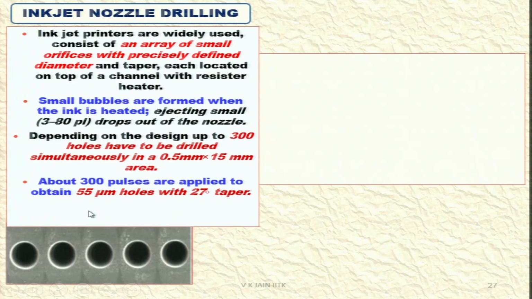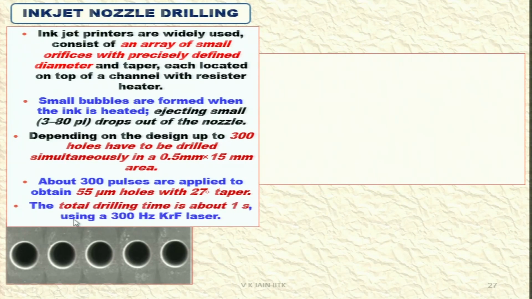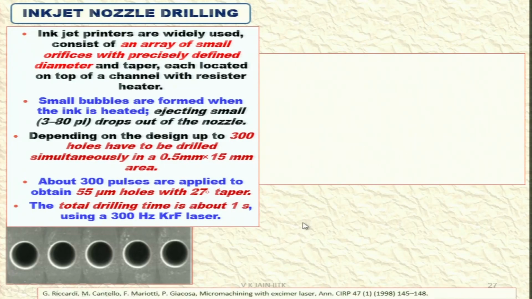About 300 pulses are applied to obtain 55 micron holes with 27-degree taper. So you are able to achieve the tapered, very small micro holes. The total drilling time is about 1 second using a 300 Hz KrF laser. This is the type of the laser.